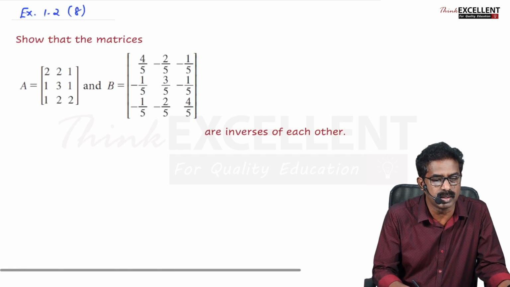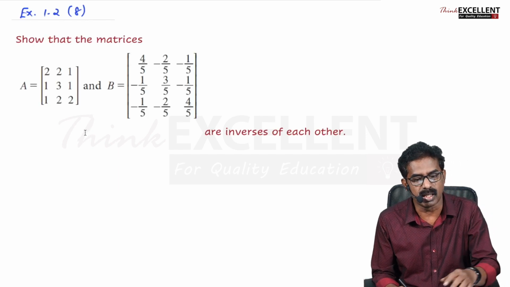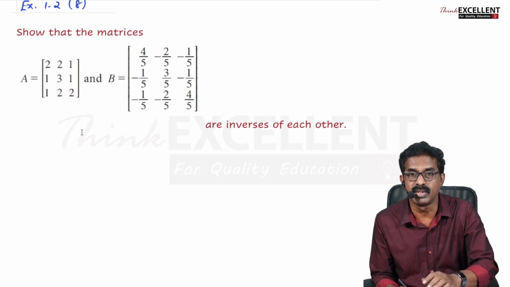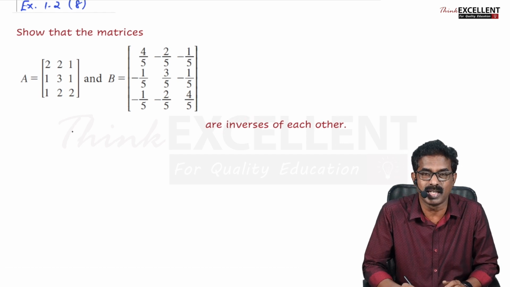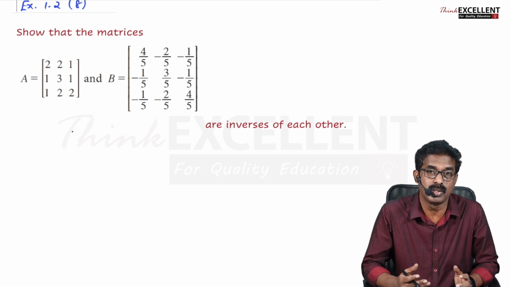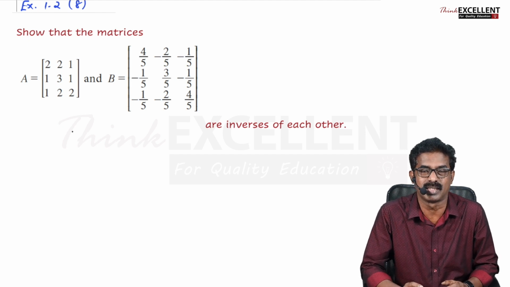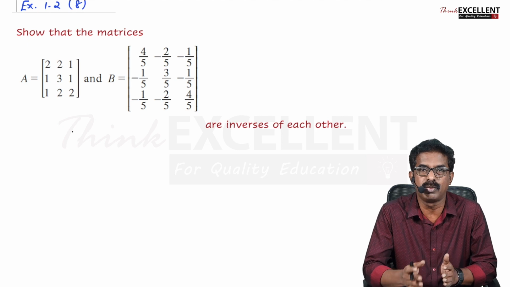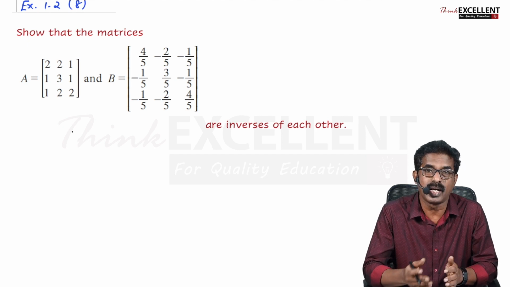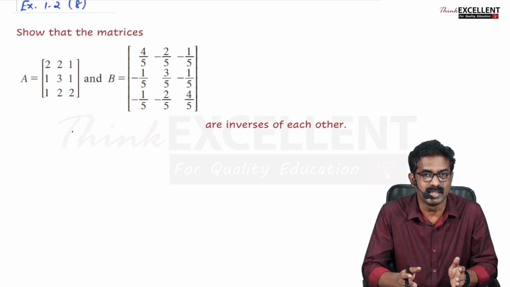Sum number 8 you take. Show that the matrices are inverses of each other. Two matrices given; in 10th standard already you studied, right? But there we don't know how to find inverse, but we prove two matrices are inverses to each other. So what we have to do, you find A into B and B into A also. In both the cases you get I. Then you can say A and B are inverses to each other.